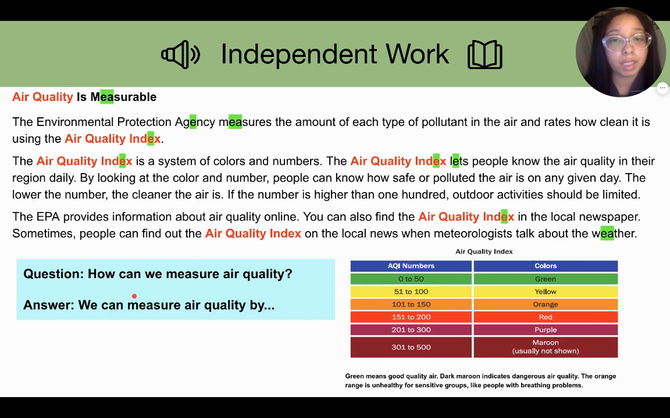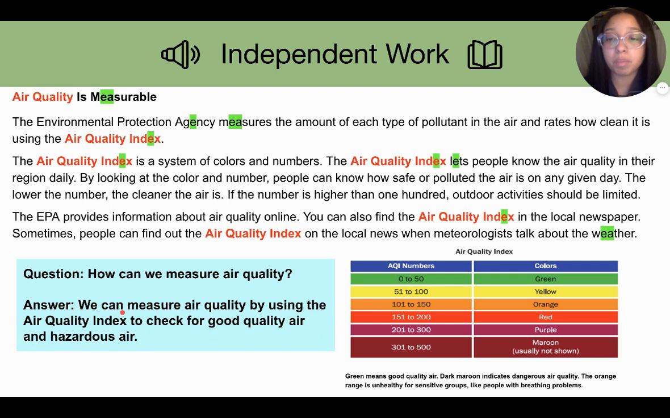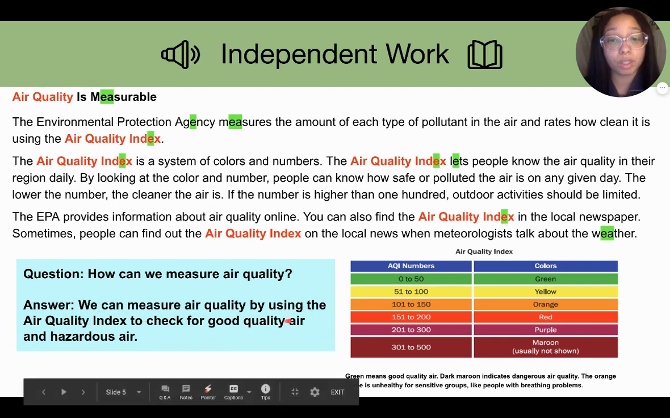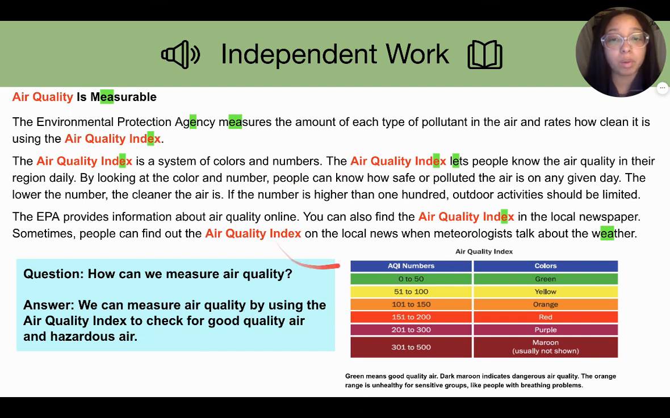A possible answer is, we can measure air quality by using the air quality index to check for good quality air and hazardous air. Remember to use evidence from the text in all of your answers.